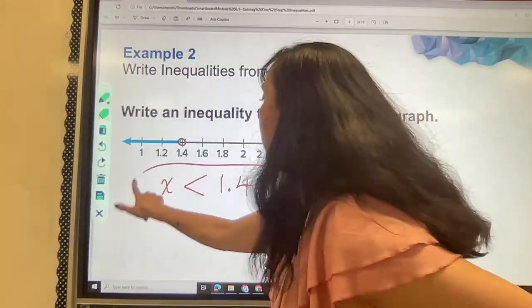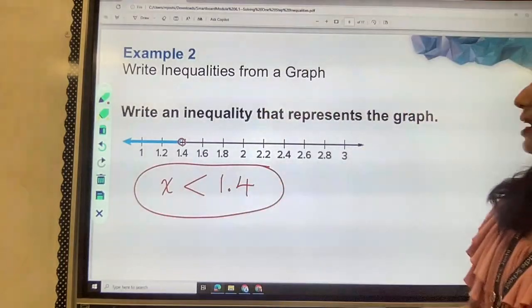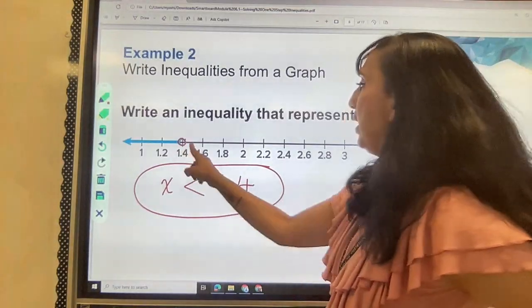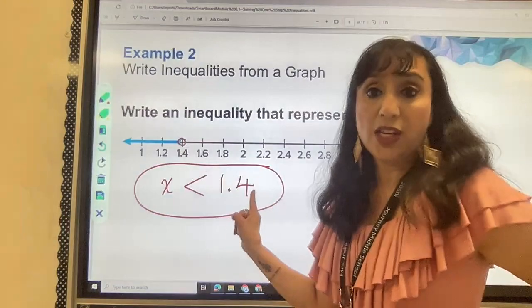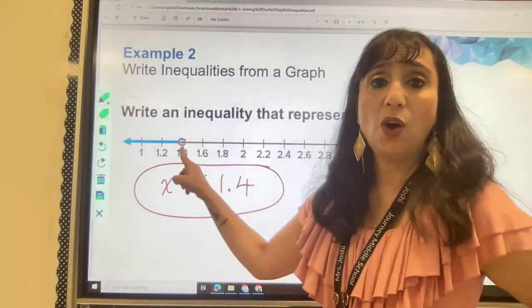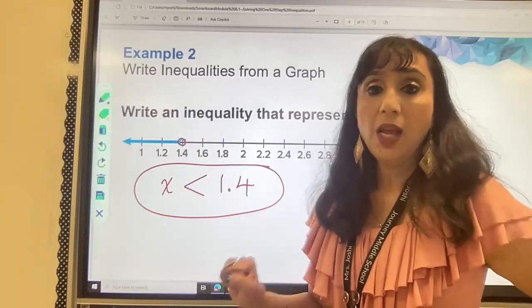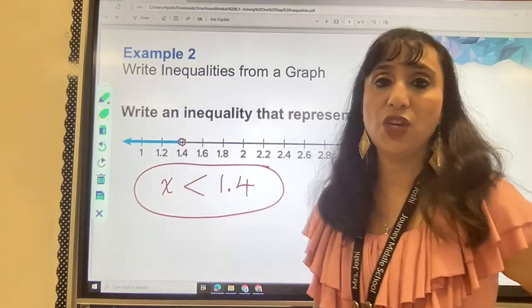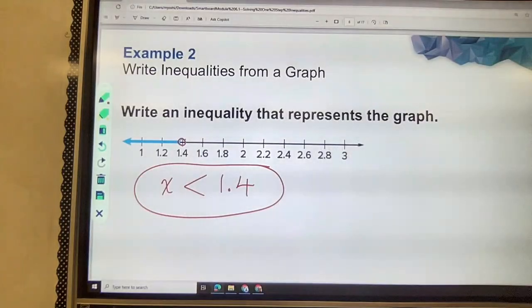So here is my inequality that I've written out. If I look at this, is 1 4/10 included? No, it's not a solution because it is an open circle. And anything which is less than 1 4/10 is a solution to this inequality. Okay?